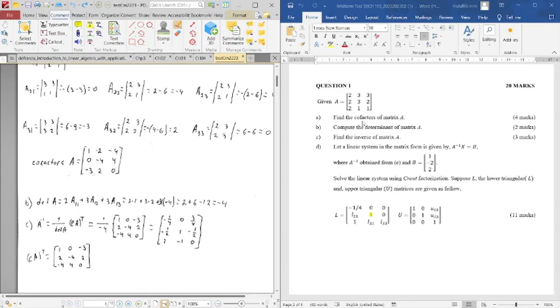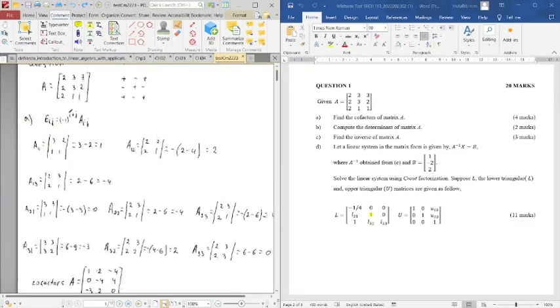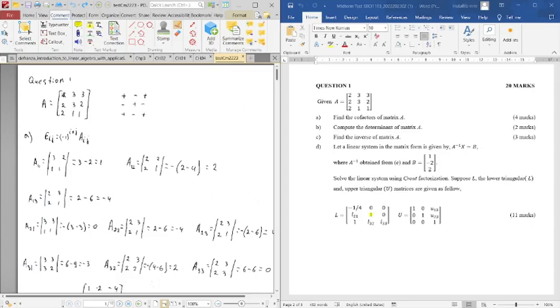For the second question, we need to compute the determinant of the matrix A. To calculate the determinant, we multiply the coefficient of the place we cross out with the minor that we got here, the determinant of the submatrix.